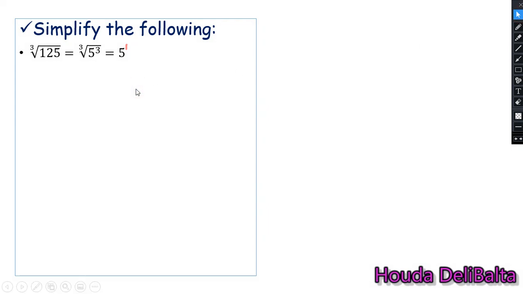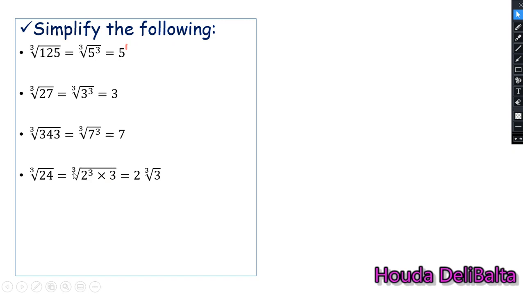Also, if I have cube root of 27, it's cube root of 3 cubed. 3 divided by 3 is 1, then I will get 3. Similarly, for cube root of 343, it's cube root of 7 cubed, so I get 7. Now here I have cube root of 24. 24 is decomposed into prime factors as 2 cubed times 3. Now this has a power 3, that divided by 3 will give me 2 to the power 1. And the answer is 2 times cube root of 3. This 3 is kept inside the cubic root.